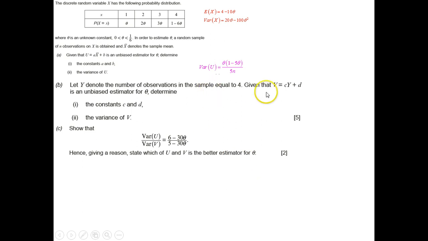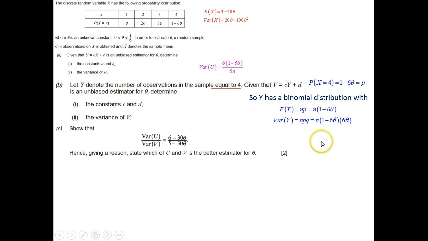So back to Y. Y is the number of observations in the sample equal to 4. So the probability that x is equal to 4 is 1 minus 6 theta. If you call that p, then Y has a binomial distribution with expected value of Y being np, which is n times its probability, and the variance of Y being npq, being n times (1 minus 6 theta), and then 1 minus all that would be 6 theta.